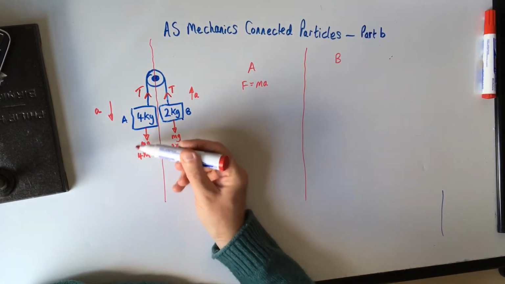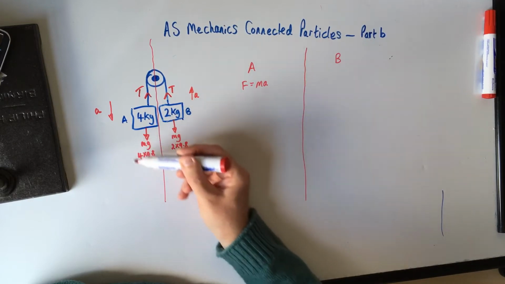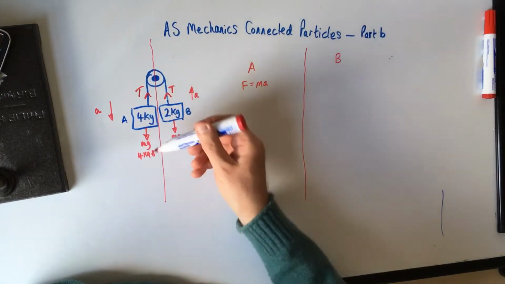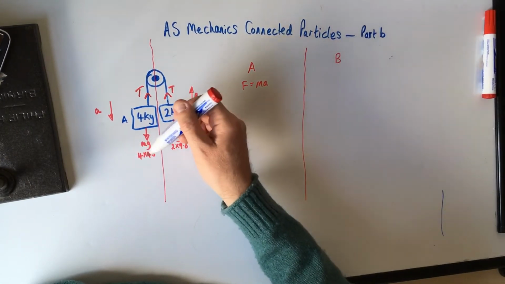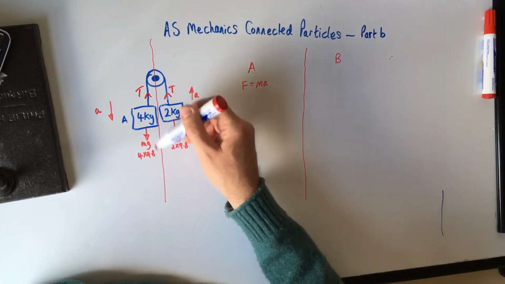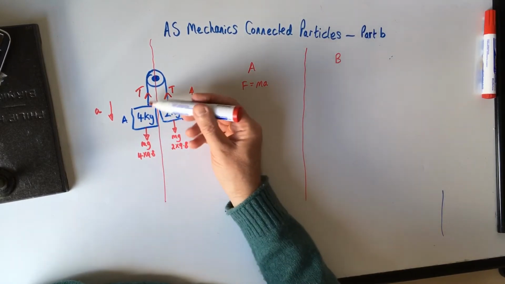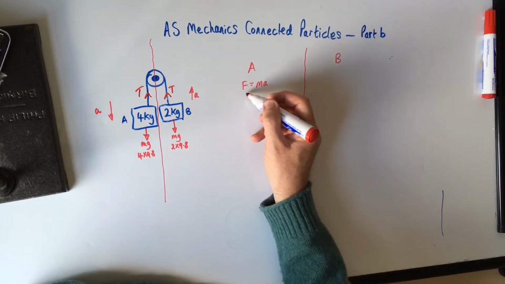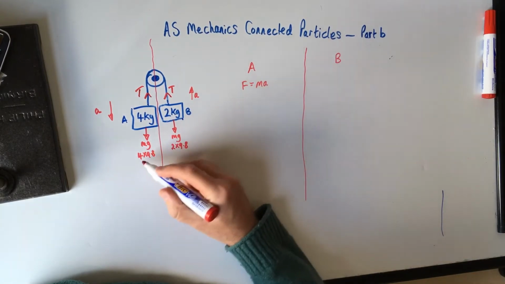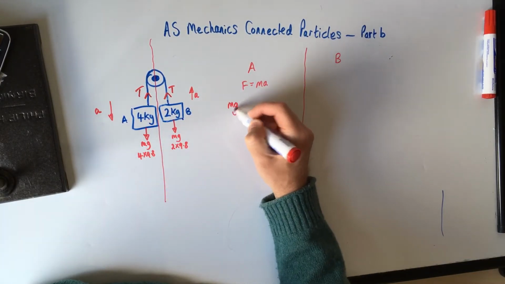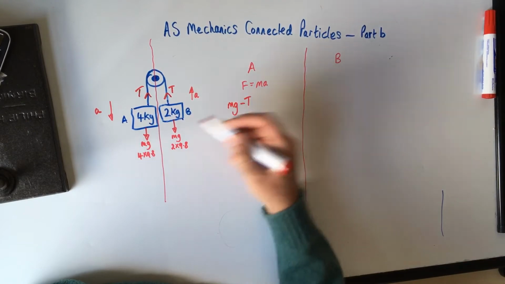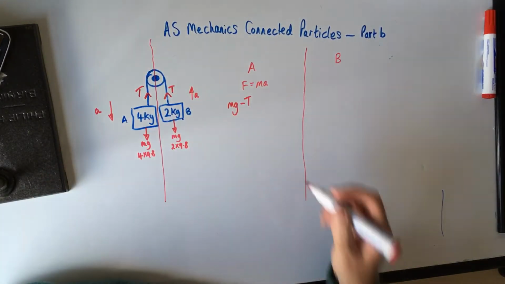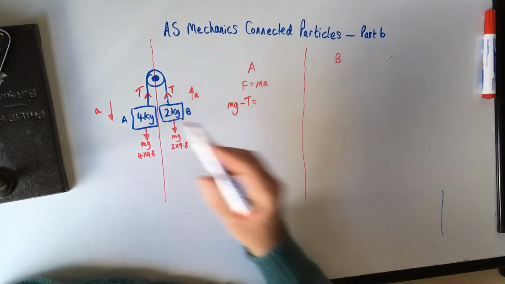So this mg is the driving force. The net force driving it down is not the full weight, it's not in free fall. It wants to fall with this weight pulling it, but actually it's been held back a bit by the tension, isn't it? So the net force is the mg minus the tension. The mg is driving it down and the tension is holding it back. That's the net force, okay?